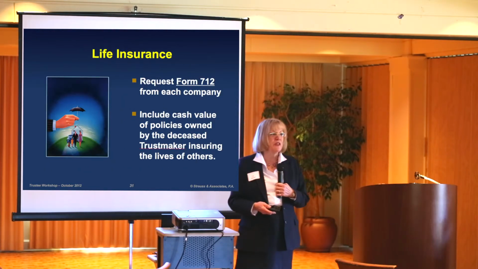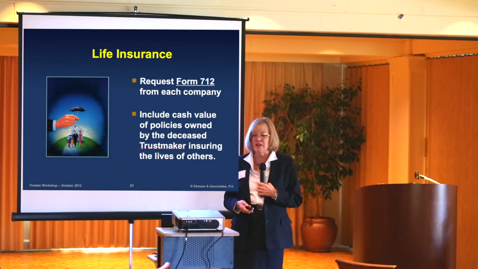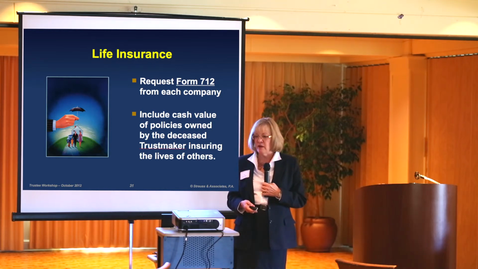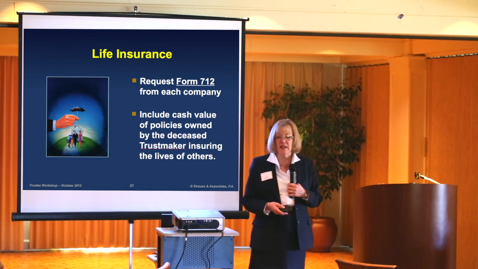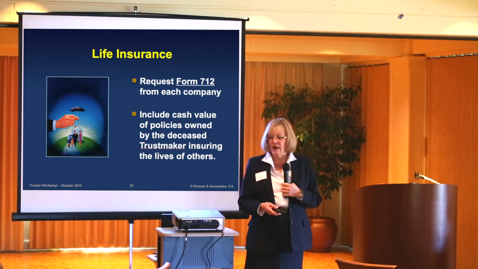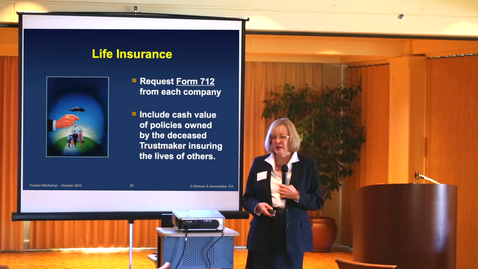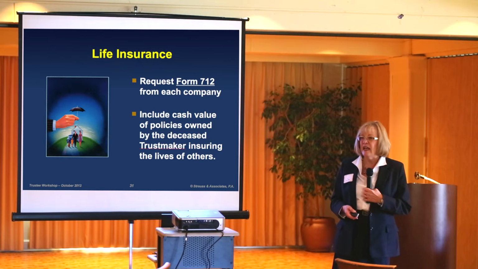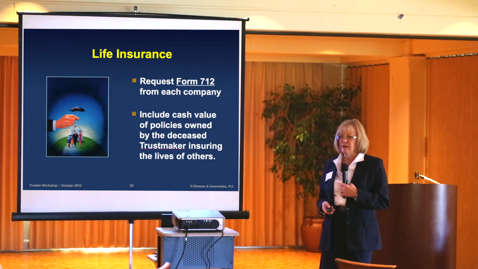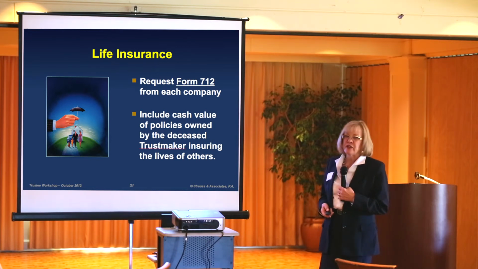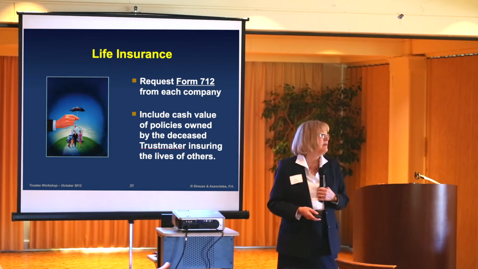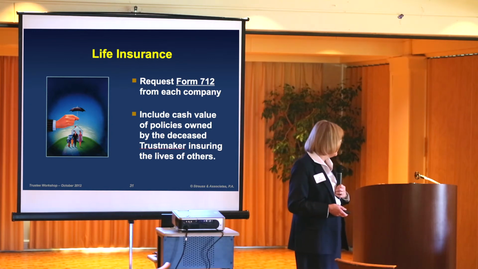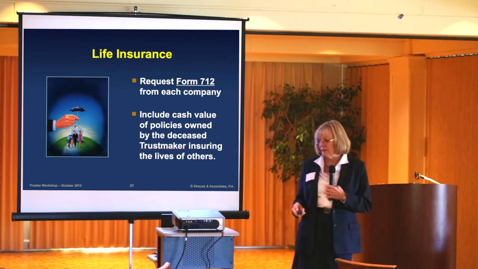Life insurance, what you request from the life insurance company is a Form 712 from each company where the decedent owned life insurance. Include the cash value of any policies the deceased owner owned on the lives of someone else. We frequently find people here who have life insurance policies, whole life policies, on the lives of their children or grandchildren. It's kind of a tradition at one point to do that. And the value of those, the cash surrender value of those policies, or the interpolated terminal reserve value, is what's included in the estate of the decedent.